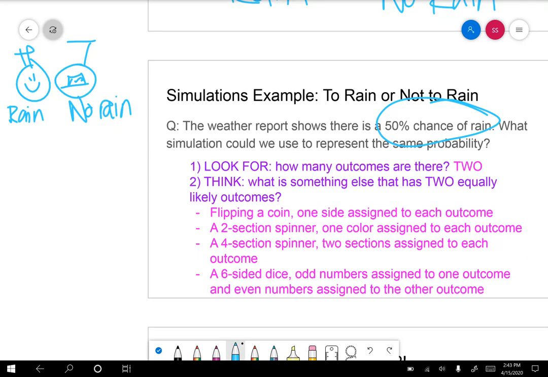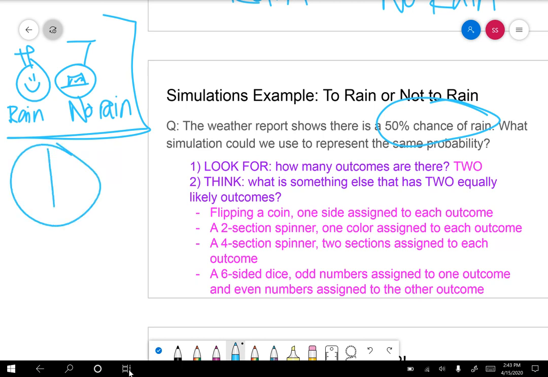Okay. Another simulation we could use is a 2-section spinner. We saw the spinner before in the last problem. Maybe we assign the right side of the spinner to rain and the left side of the spinner to no rain. So this also has a 50% chance of happening and a 50% chance of happening, right? Equally likely outcomes, same as the original problem. But doing a spinner is going to be a lot easier to demonstrate than trying to change the weather, right?